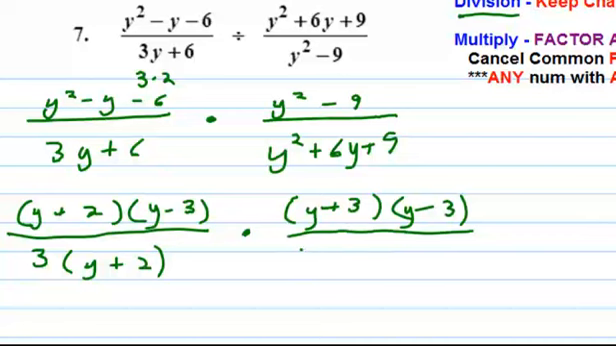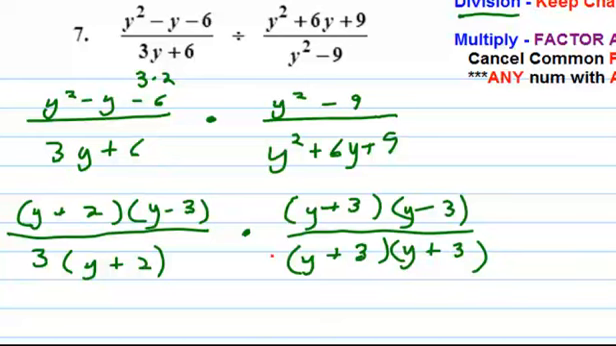And the last denominator is a trinomial. I'm going to set up my double parentheses. Leading coefficient is 1. Last term is positive, so both signs match the middle term. Factors of 9 that add up to 6. 3 times 3 is 9, and they add up to 6.